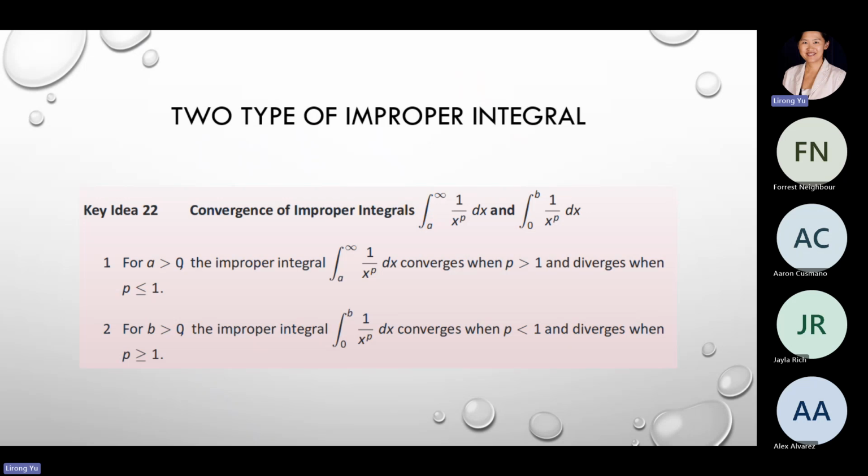Try to compare them to see some pattern. Another way is to actually graph the function to see what the area below the graph looks like. The more experience, the better, so we have a better understanding. These are the two types of improper integral with negative power, and how we handle negative power.